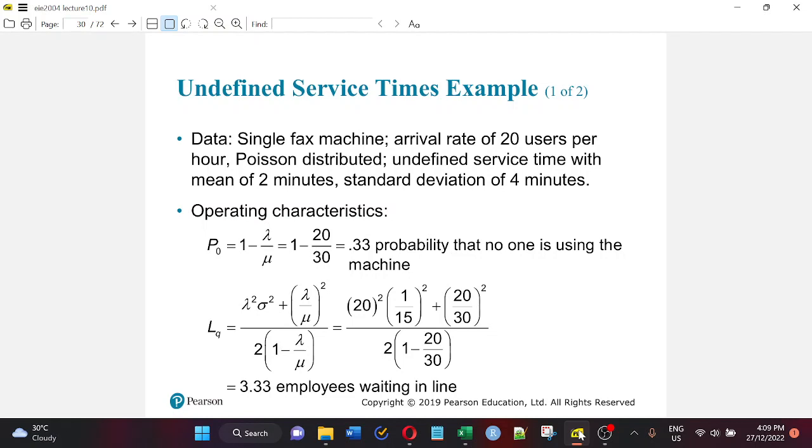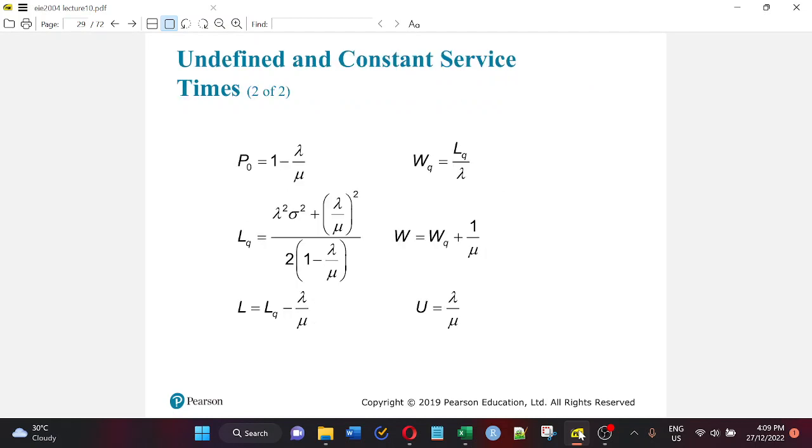So let's look at this example. We have a single fax machine and the arrival rate of 20 users per hour. The arrival rate is Poisson distributed, but the service time is undefined. It has a mean of 2 minutes and a standard deviation of 4 minutes. So on average it can fax within 2 minutes with the standard deviation of 4 minutes. Now just plug all this information into this formula.